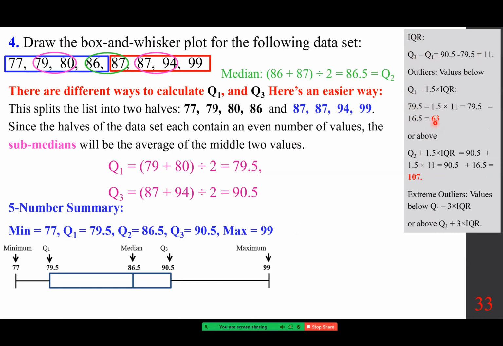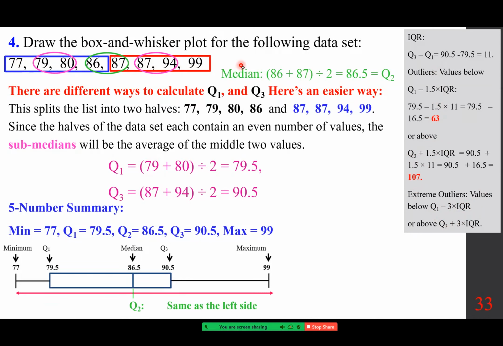So 79.5 minus 1.5 times 11 gives you 63. And we're going to multiply it by 1.5 and add it to Q sub 3, gives you 107. So a number less than 63 and larger than 107 would be considered an outlier. And in the case of an extreme outlier, we have to multiply by 3 IQR, subtract it from Q sub 1, and add it to Q sub 3. I just wanted to remind you of that. In any event, they didn't ask. And by the way, if you look at those numbers from 63 to 107, there is no outlier.